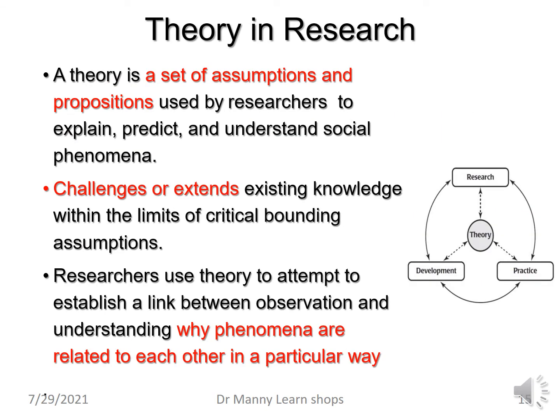So theory in research, what's a theory? A theory is essentially a set of assumptions and propositions used by all researchers to explain, predict, and understand social phenomena. It challenges or extends existing knowledge within the limits of the critical bounding assumptions. Researchers use theory to attempt to establish a link between observation and understanding why phenomena are related to each other in a particular way.